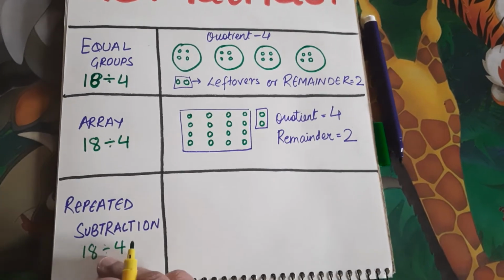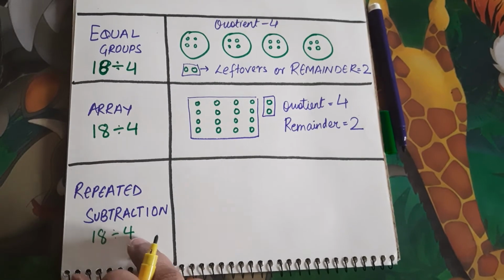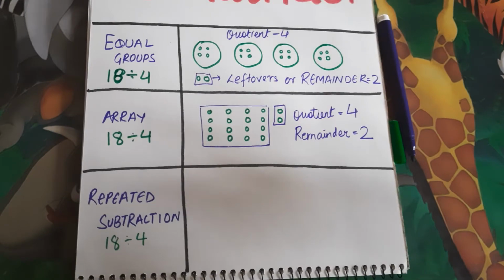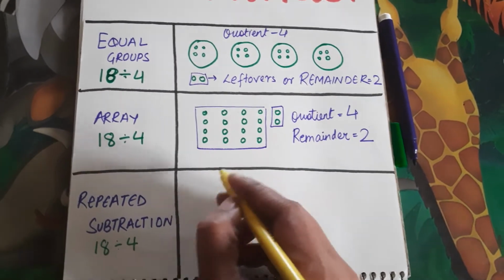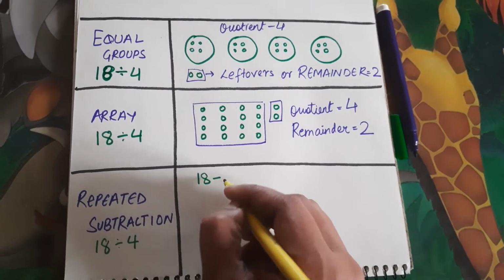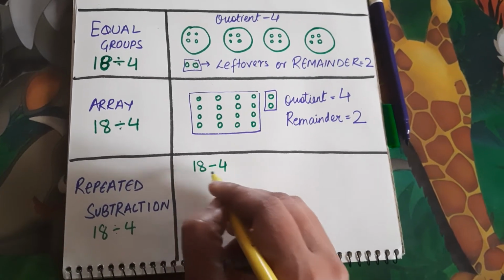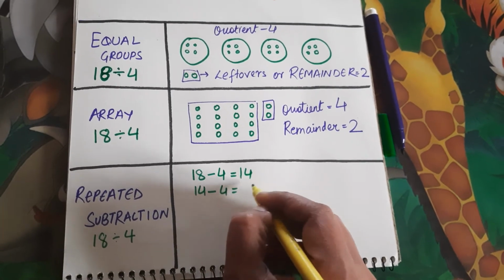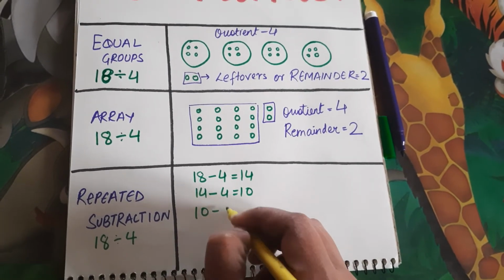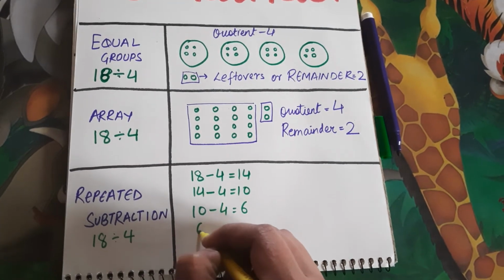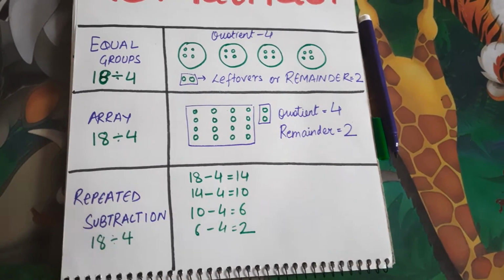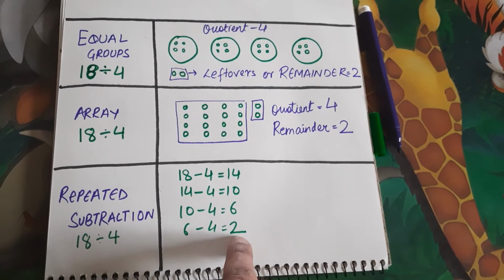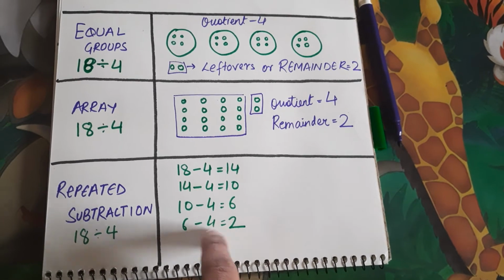Now in repeated subtraction we subtract the divisor from the dividend till the time we get 0, right? This is what I have told you. So let us see. I will subtract my divisor from my dividend. 18 minus 4 is 14. 14 minus 4 is 10. 10 minus 4 is 6. 6 minus 4 is 2. Now here I have not got 0, but I have got 2 which is less than 4.